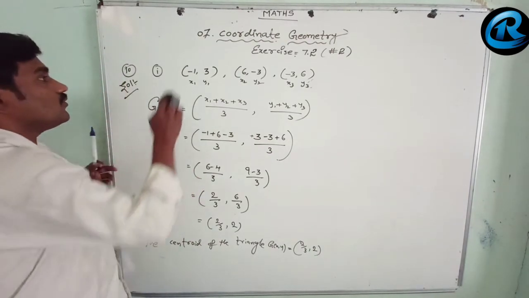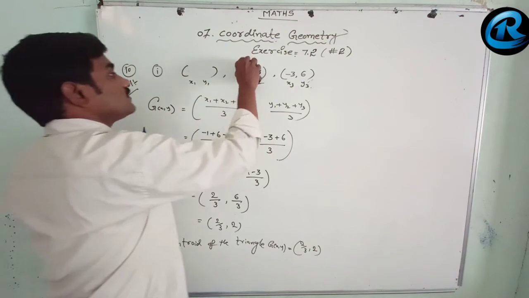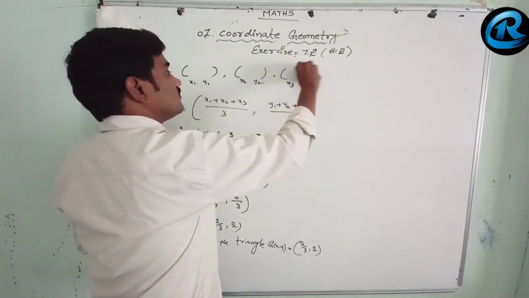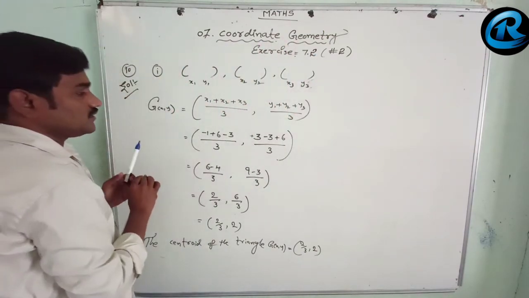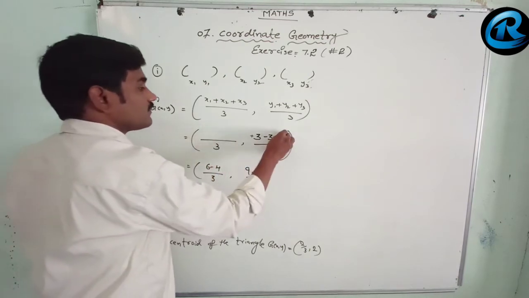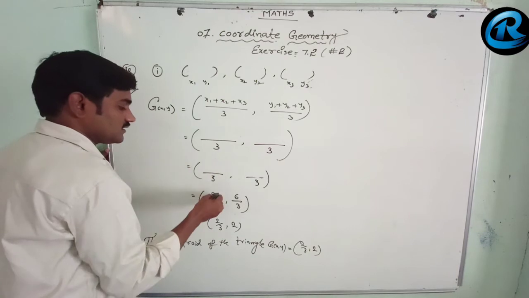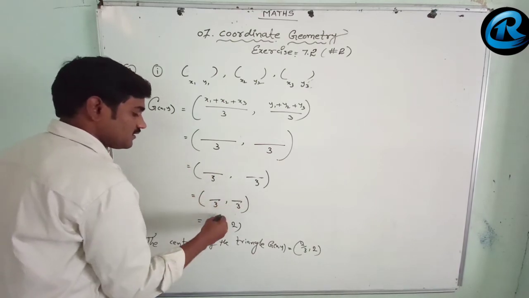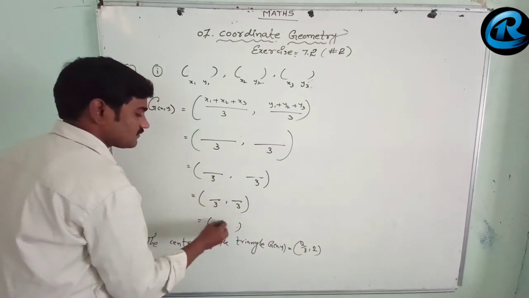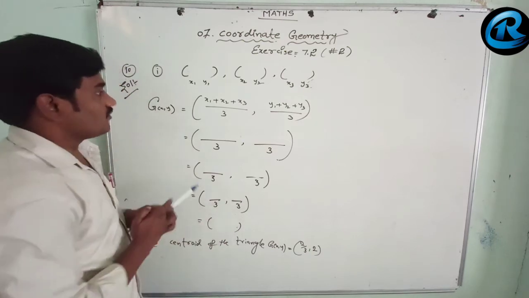This is question number 2. Let us go for question number 2. In the same way we have to do it. Here the values will be changed. That's it. The remaining process will be as it is. Let us go for that.